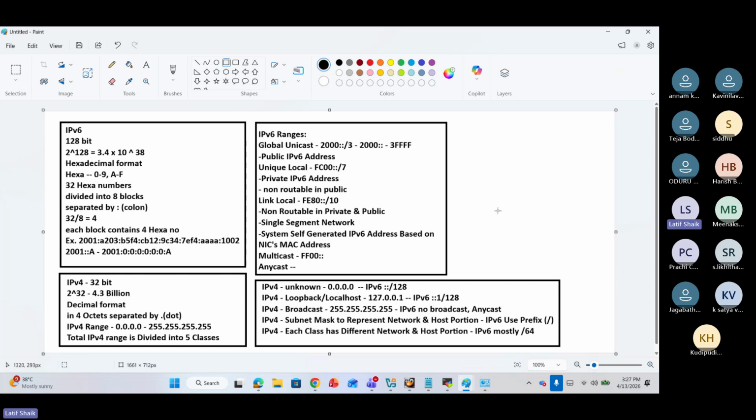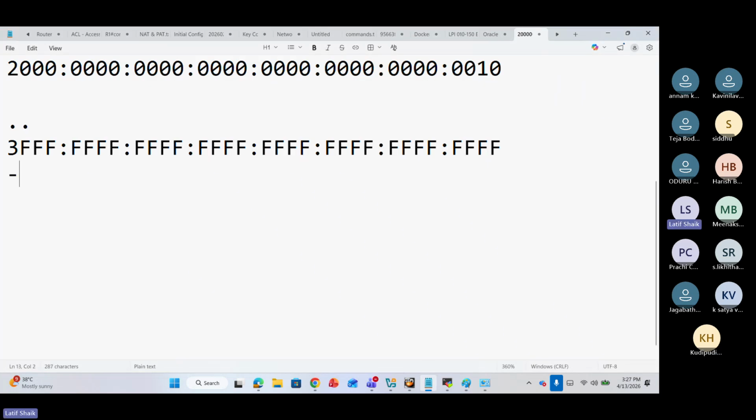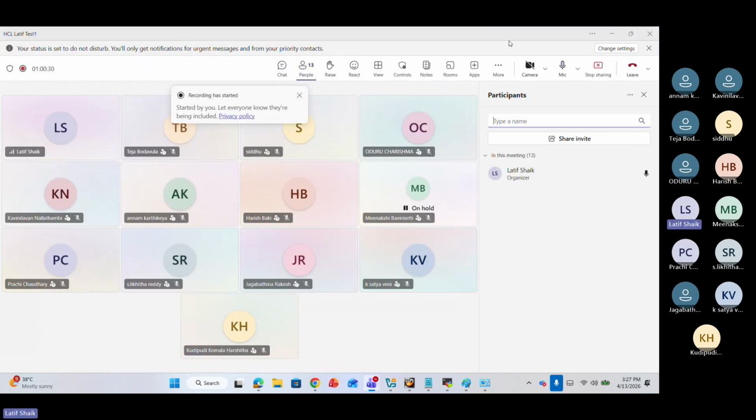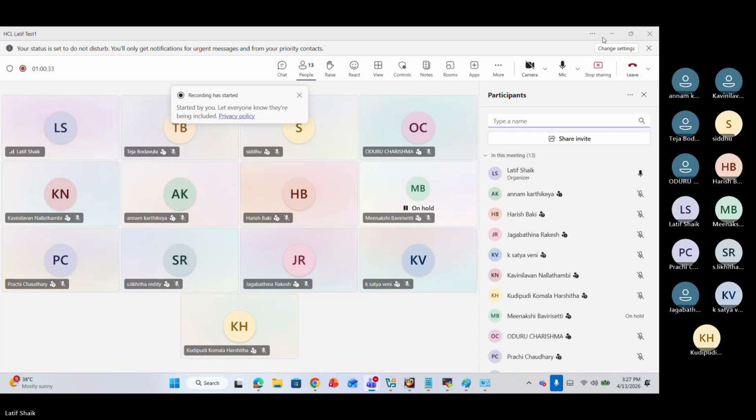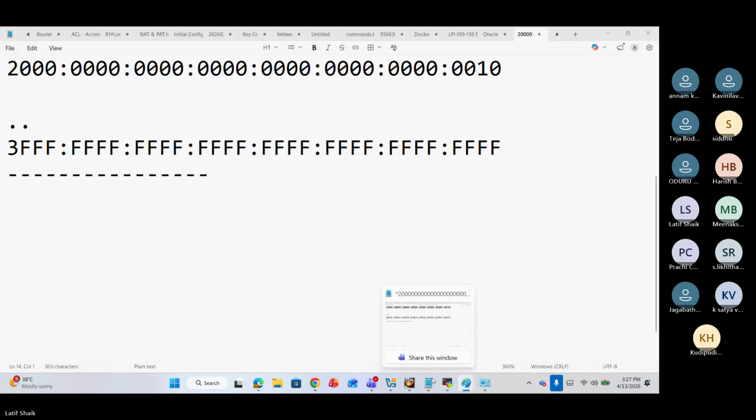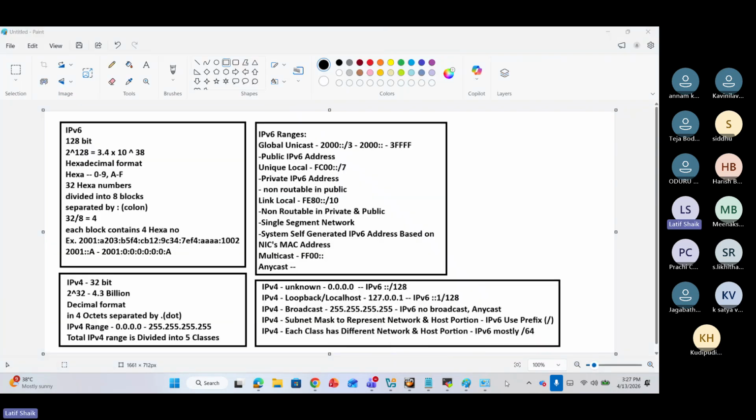One more is there, that is the IPv6 zeros part. But do you understand this or not? I need your feedback. Do you understand IPv6 or not? And the IPv4 and IPv6 differences: if you get a question on the difference between IPv4 and IPv6, are you able to give the answer or not?